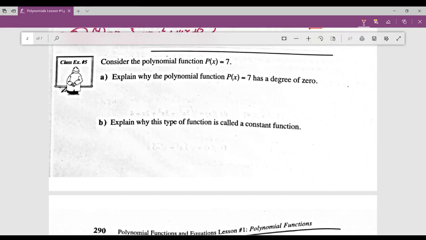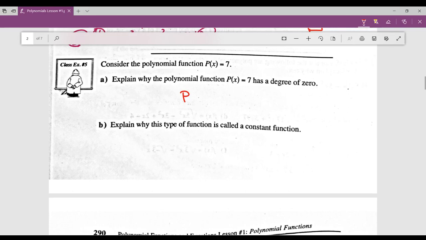So bottom of the page here, there's the polynomial function p of x is equal to 7. Explain why the polynomial function p of x equals 7 has a degree of 0. Well, I could write it like this. P of x is equal to 7x to the 0. Because anything to the 0 power is equal to 1. So that is equal to 7 times 1. It's just 7. And you can see the degree is 0.